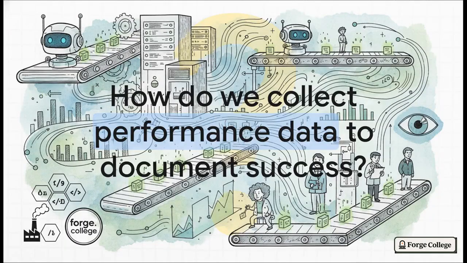So, your automated factory is finally running flawlessly. The robots are humming along, the tests are passing, and your deploys are perfectly gated. But that leaves us with one final, kind of provocative question. How do we collect its performance data to actually document our success? How do we prove to our team or our auditors that everything is working as beautifully as we know it is? Well, that sets up our next massive topic on observability.